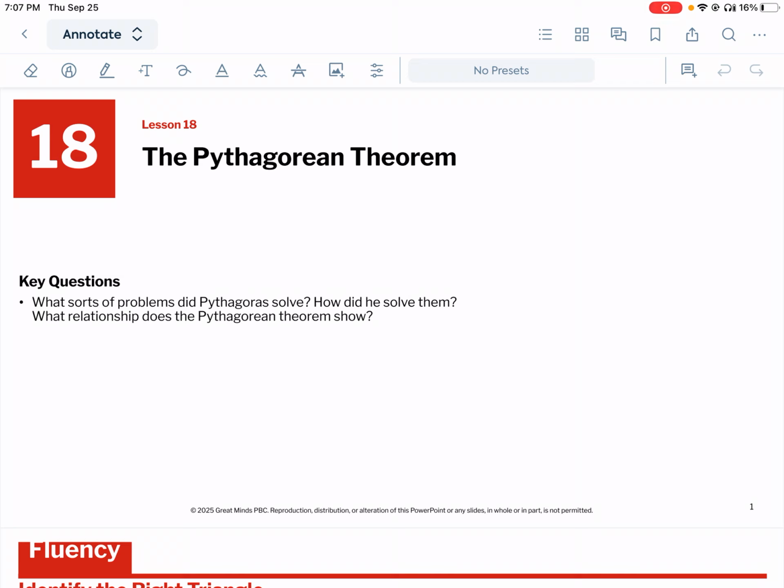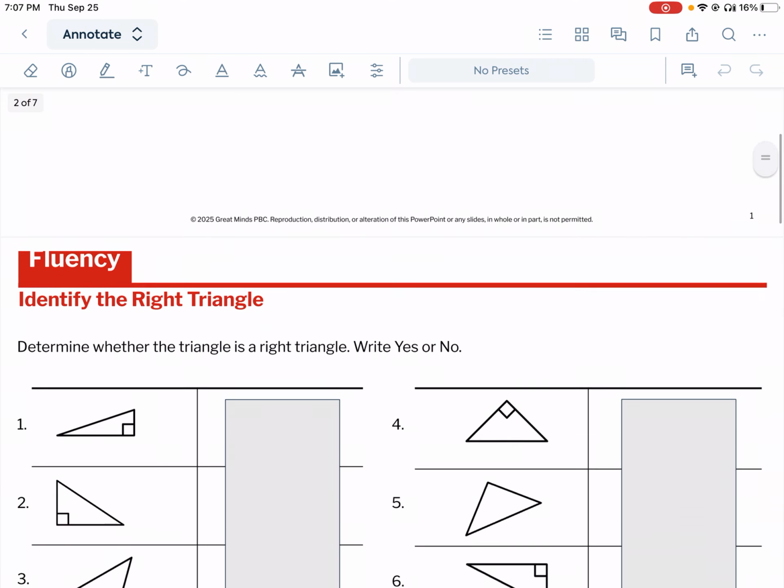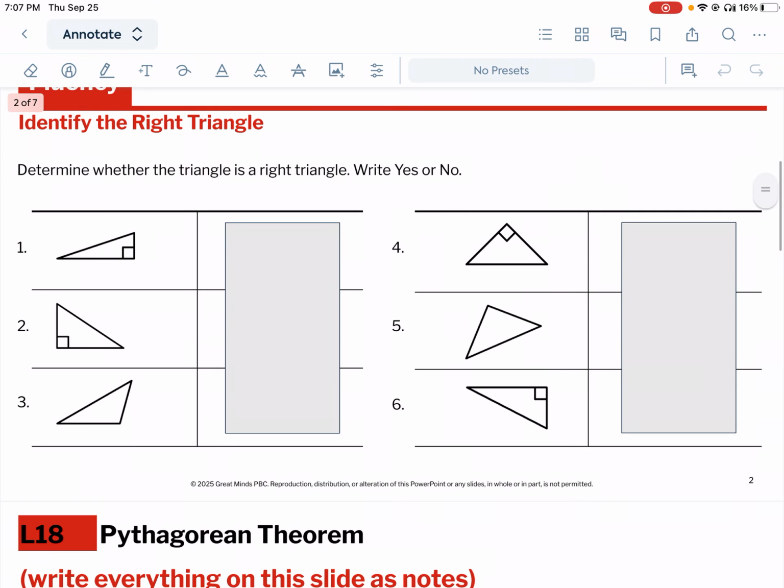Okay? Our key questions for today are what sorts of problems did Pythagoras solve and how do we solve them? We're not going to worry about that right now. The most important question you need to be concerned with for now is what relationship does the Pythagorean theorem show? First, we have our warm-up like usual.